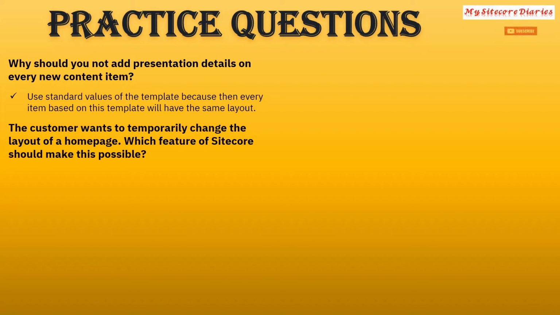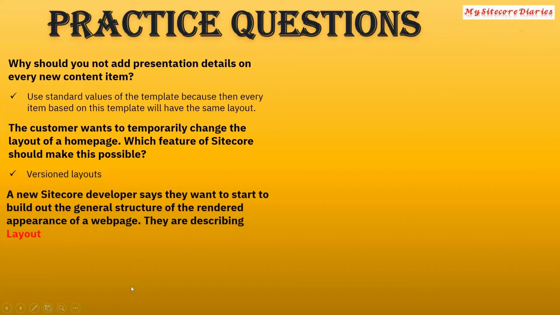The customer wants to temporarily change the layout of the home page. Which feature of Sitecore should make this possible? He just wants temporary changes on the home page. Which feature should he use? He should use a layout version. He should create a layout version, then you can do it for a temporary purpose.